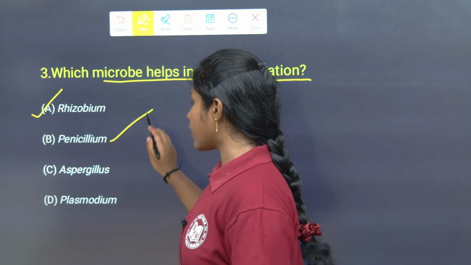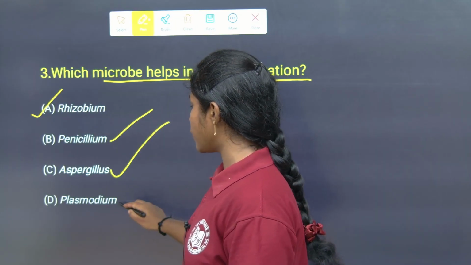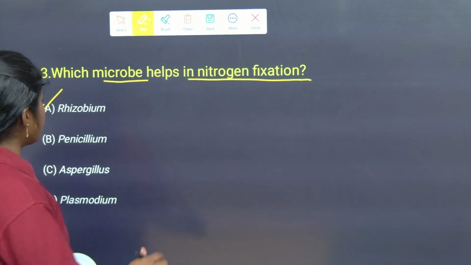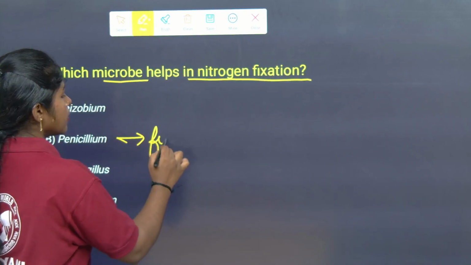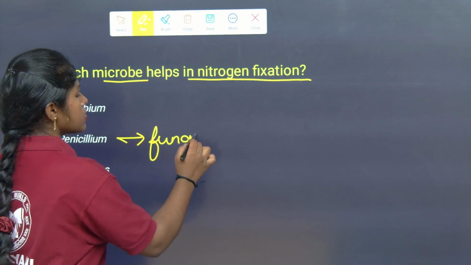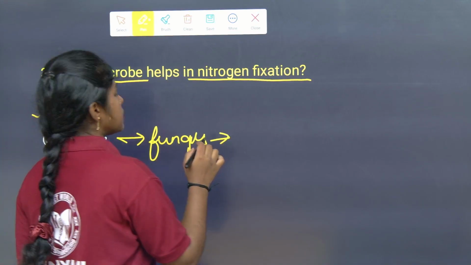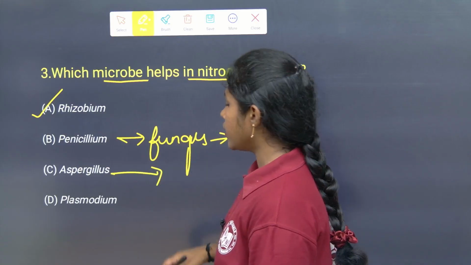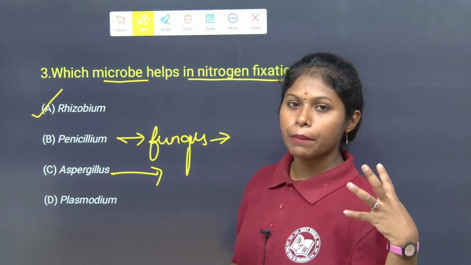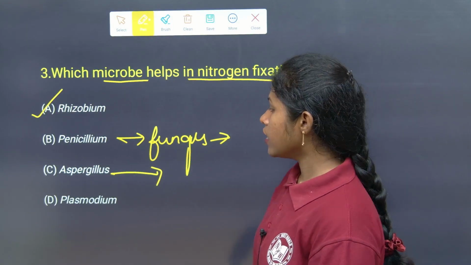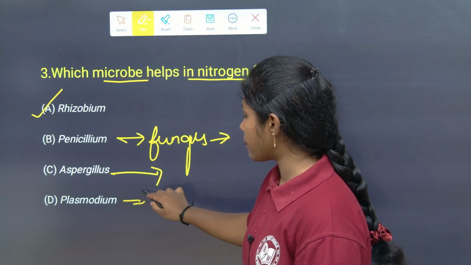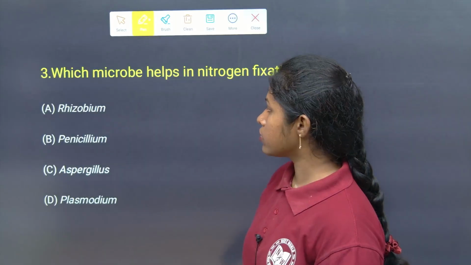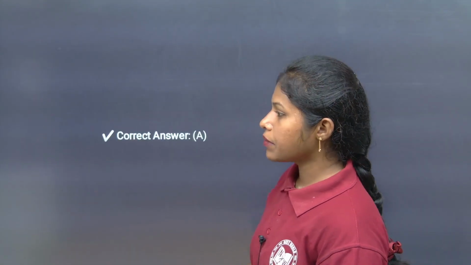Penicillium is a fungus, aspergillus is a fungus, plasmodium is a protozoa. Penicillium is a fungus which helps in making the antibiotic penicillin. Aspergillus is an edible mushroom with selenium as its main content, right, children? Plasmodium is a protozoa which causes the disease malaria. So this is the third question, children. Coming to the fourth question.